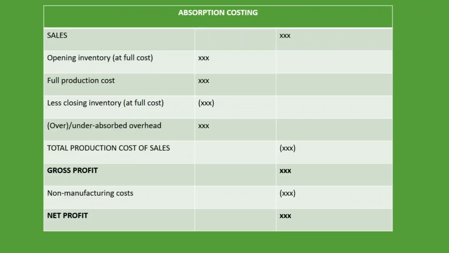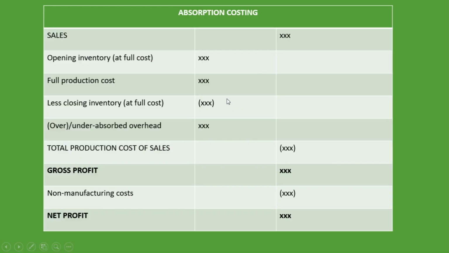But before we do, look at the format for absorption costing. The format for absorption costing will begin with sales, and then we have opening inventory at full costs. Remember, this is absorption costing at full costs, both variable and fixed production costs, and then full production costs that we used to produce during this period, and then we deduct the closing inventory at full costs as well. We deduct closing inventory at full costs.